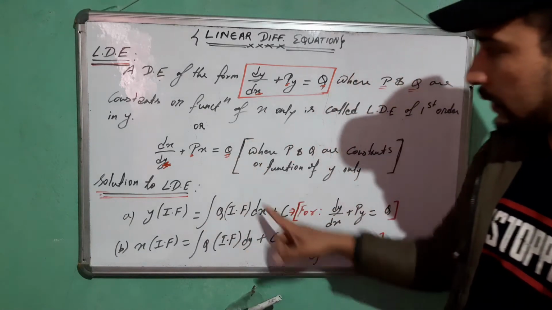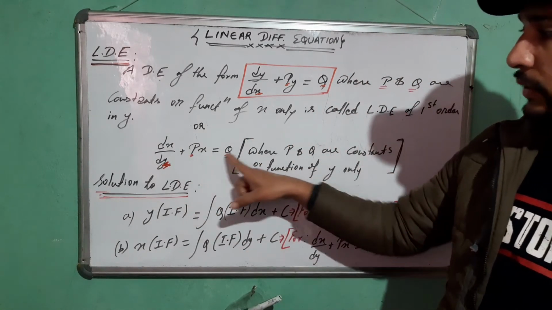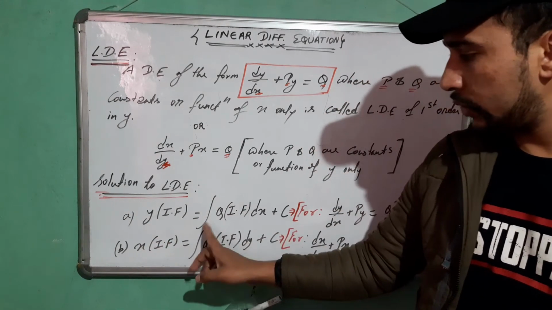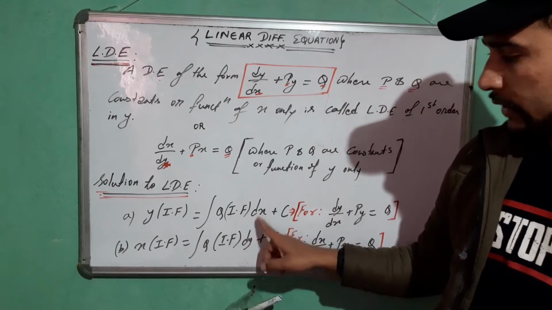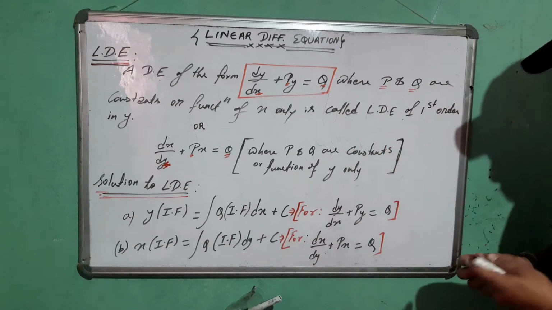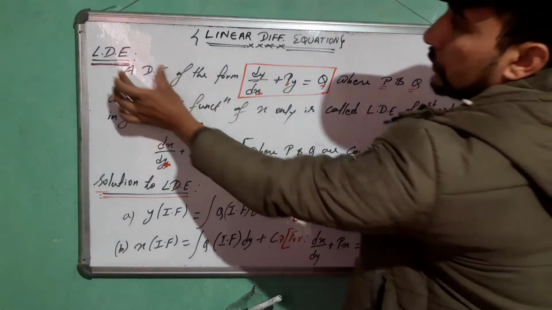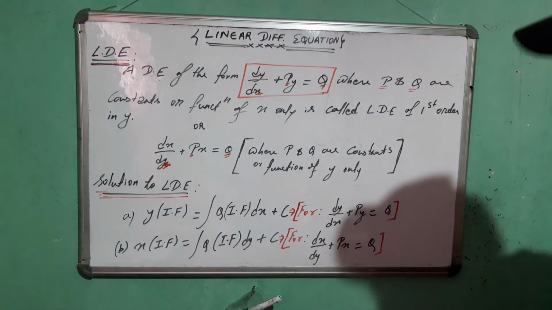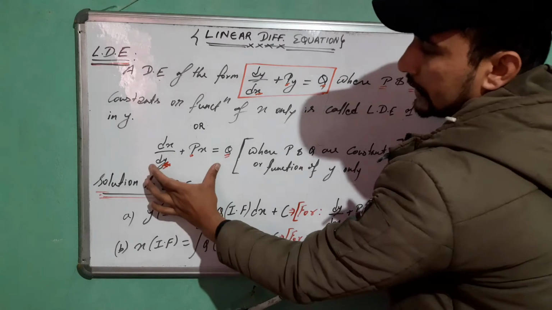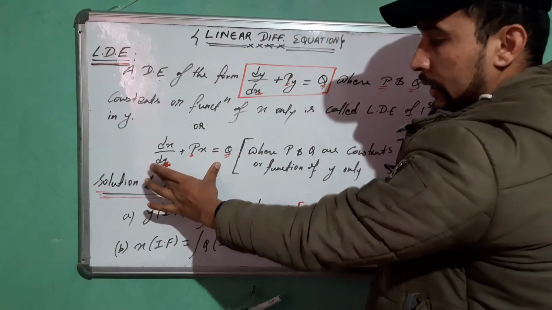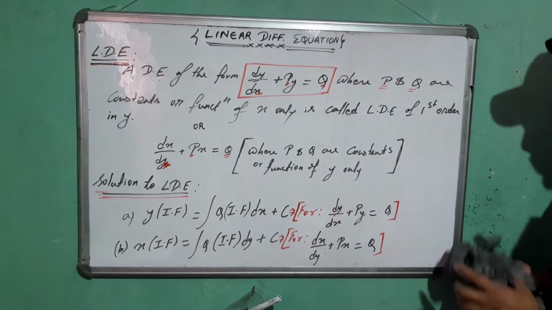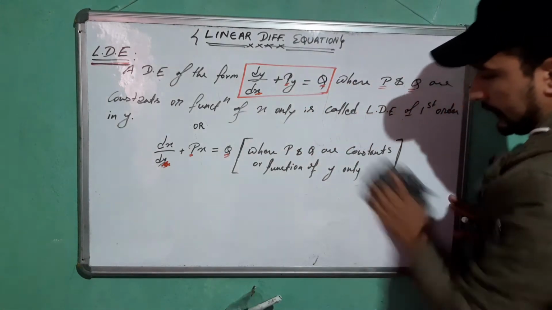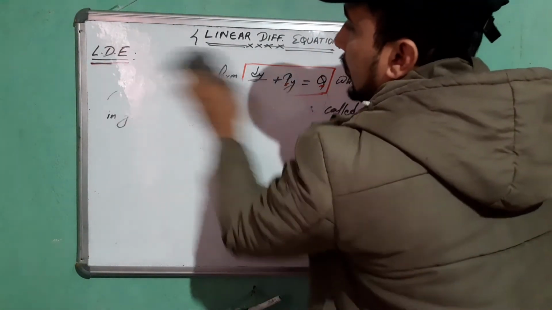And for the second type, dx/dy + Px = Q, this is the solution: in place of y you will have x, times the integrating factor, equals the integral of Q times IF, with dy in place of dx, plus c. Now I'll give an example of a linear differential equation and explain what the integrating factor is. This is the standard form, and this is the solution. Make a proper note of this, and then let's move on to examples of LDE.